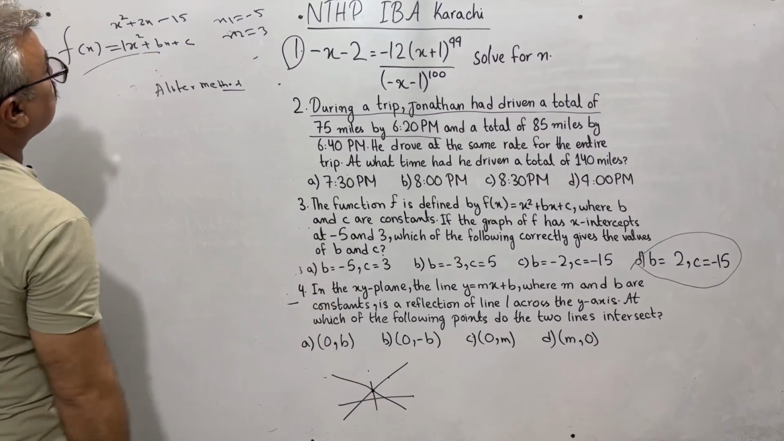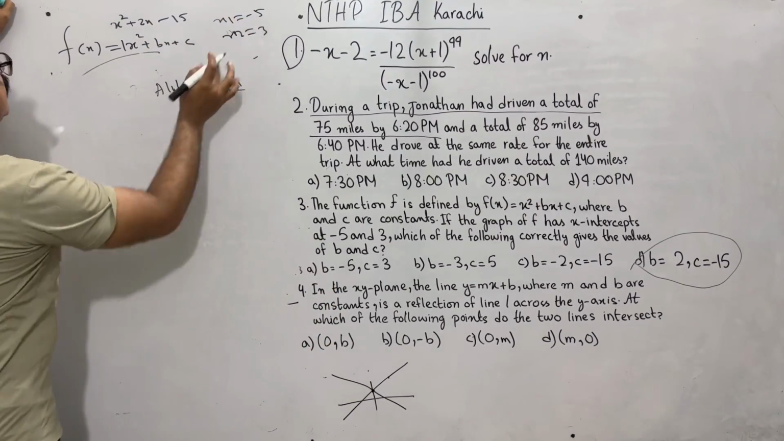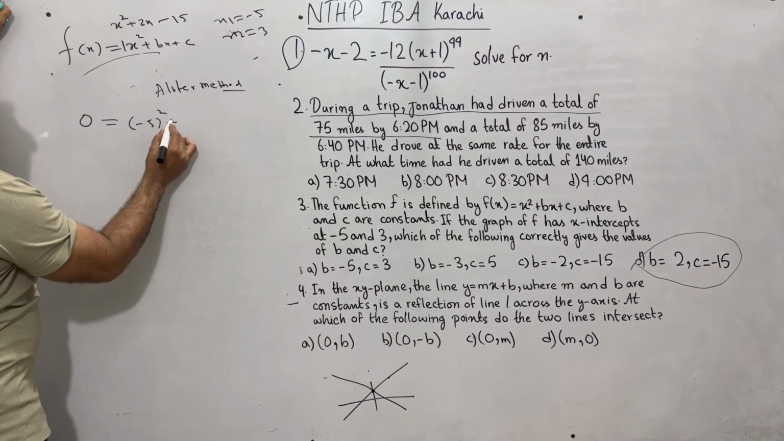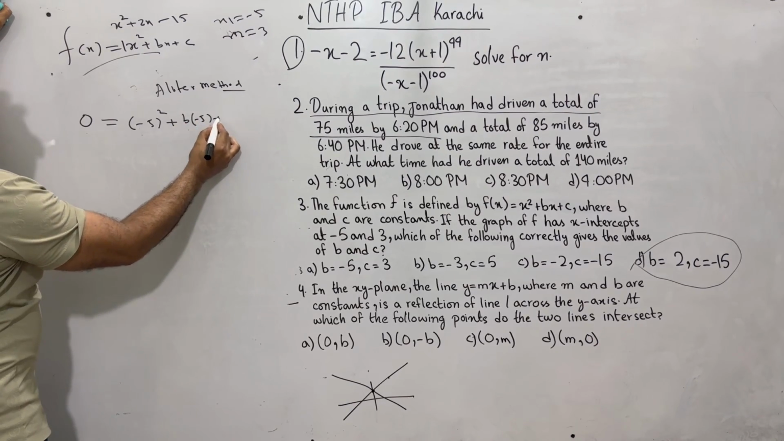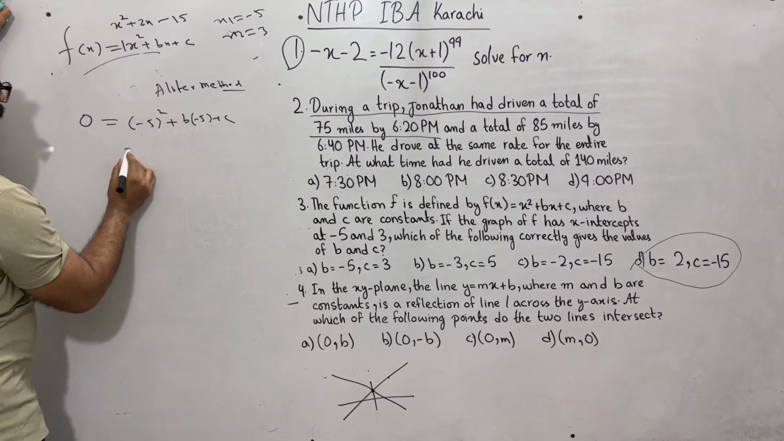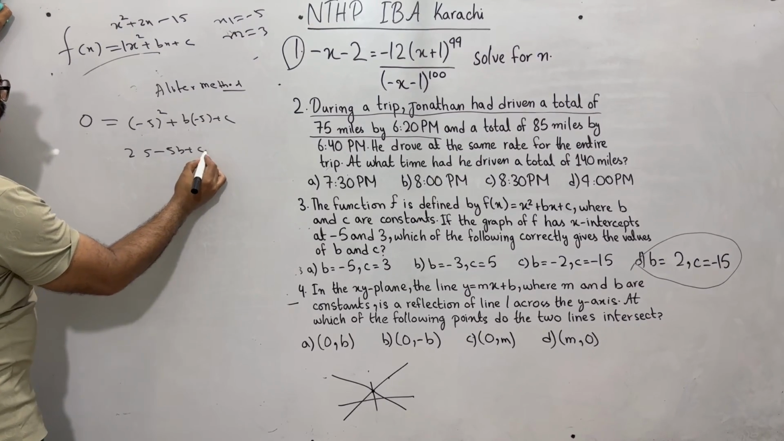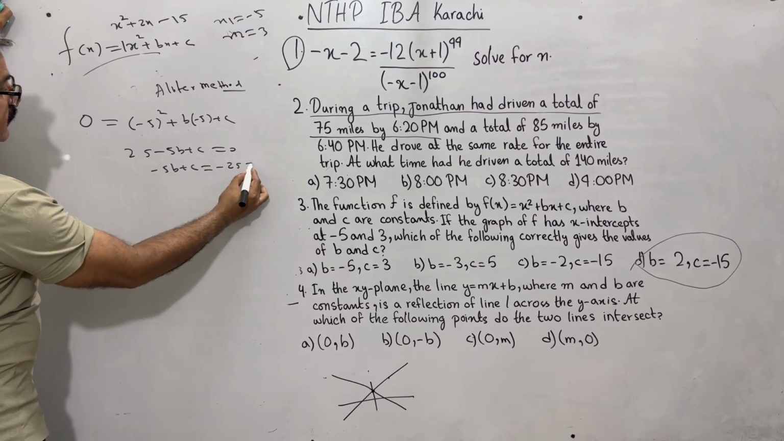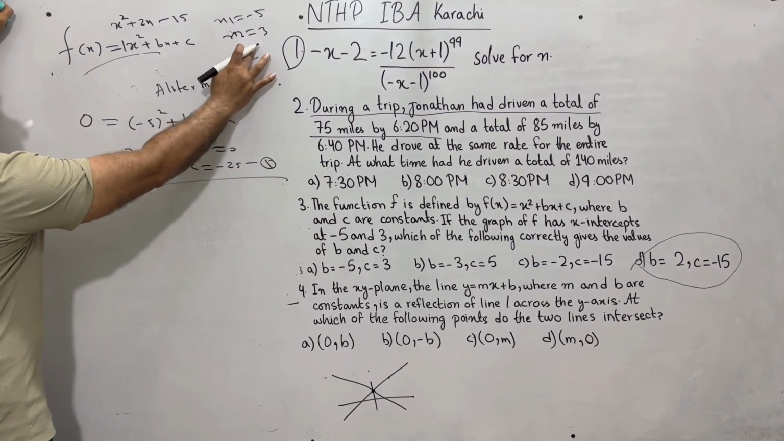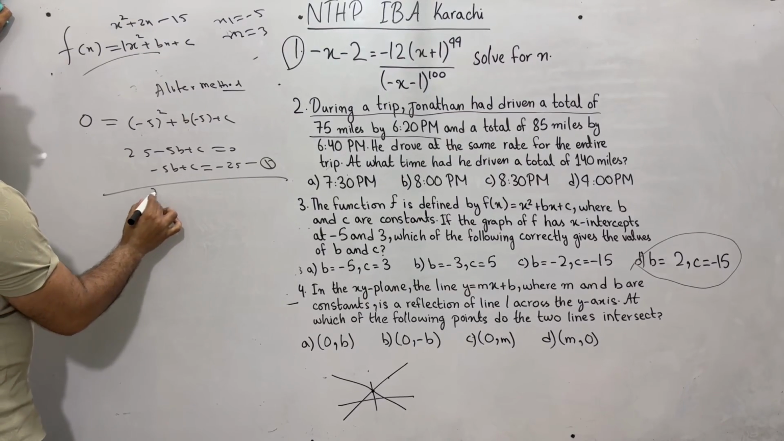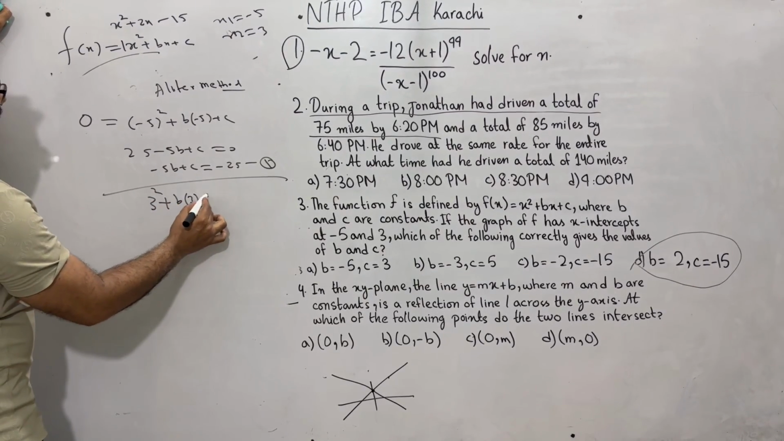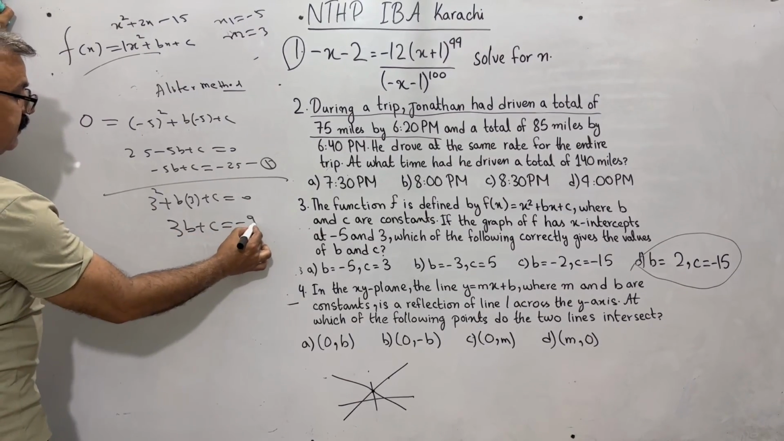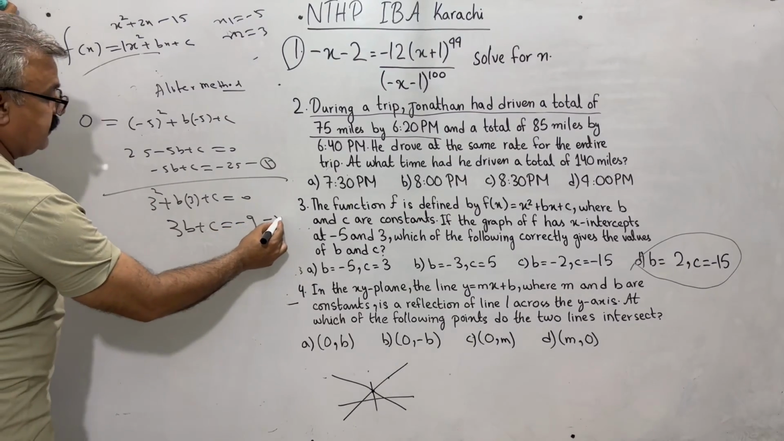We have x is equal to minus 5 and 3. Put x is equal to minus 5. It will become 0 equals minus 5 square plus b times minus 5 plus c. We have 25 minus 5b plus c is equal to 0, or minus 5b plus c is equal to negative 25. It's our equation number 1. Put x is equal to 3 in that case. We have 3 square plus b times 3 plus c is equal to 0, or 3b plus c is equal to minus 9. That's our equation 2.